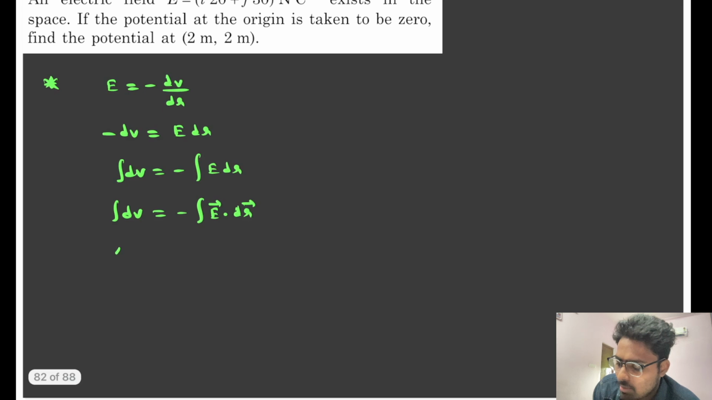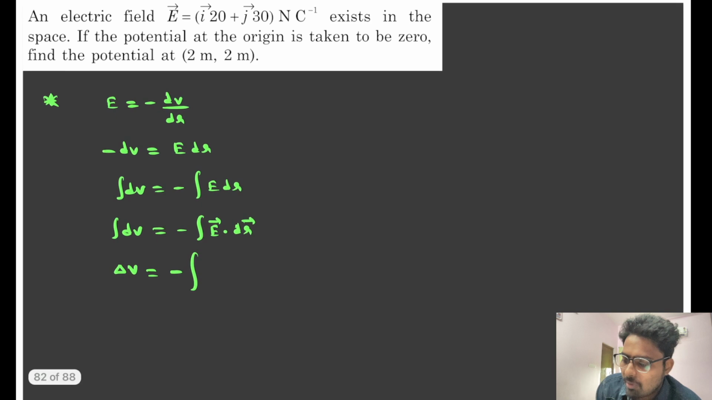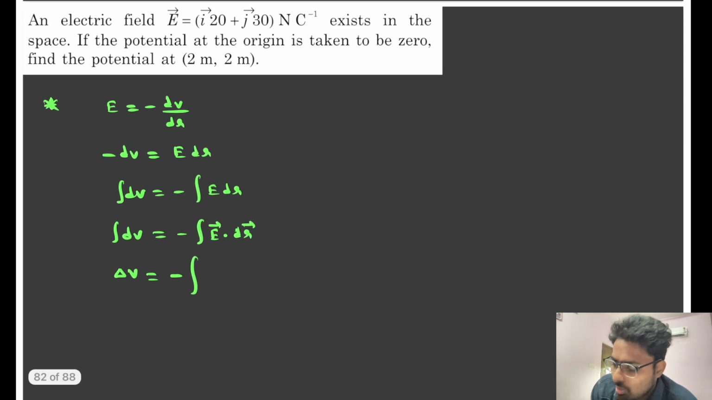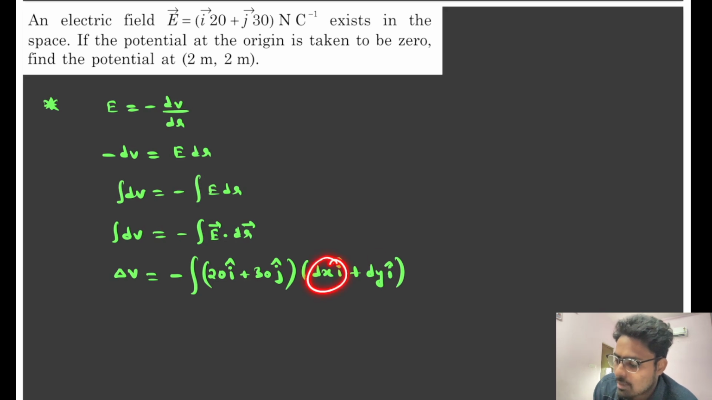So integral dV is nothing but delta V. So delta V is nothing but minus integral of the electric field, which is given in vector form, that is 20 i cap plus 30 j cap. Remember dr bar should also be written in vector form. The small displacement dr bar can be written as dx i cap plus dy j cap. If the z component is also given, then I'll write dz k cap.